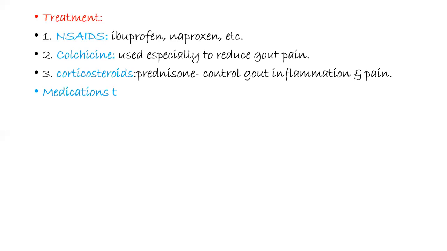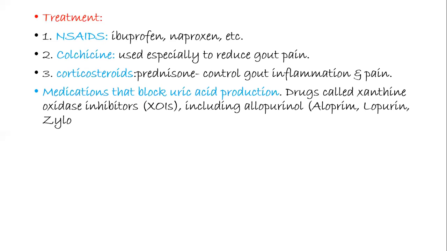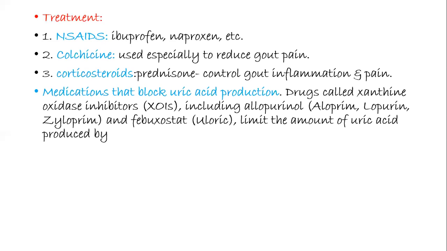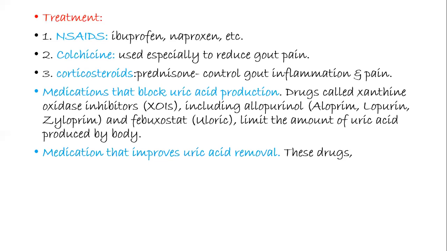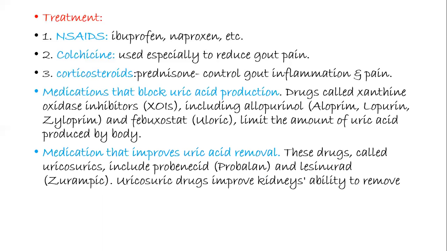Now we also have medications that block uric acid production. These drugs include xanthine oxidase inhibitors, including allopurinol, Aloprim, Lopurin, Zyloprim, and febuxostat, Uloric. These limit the amount of uric acid which is produced in the body. Next class is medication that improves the uric acid removal. These drugs are called uricosuric drugs, and it includes probenecid, Probalan, and lesinurad. Uricosuric drugs improve kidneys' ability to remove uric acid from the body.